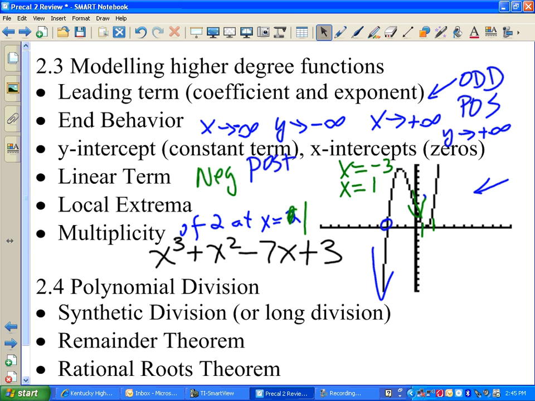Oh, the local extrema. Good question. This one has 2 local extrema, one right there and one right there. That also tells you it's got to at least be a cubic function. That's actually the other hint of why it's got to at least be 3 because there are 2 bumps, if you will, or local extrema.